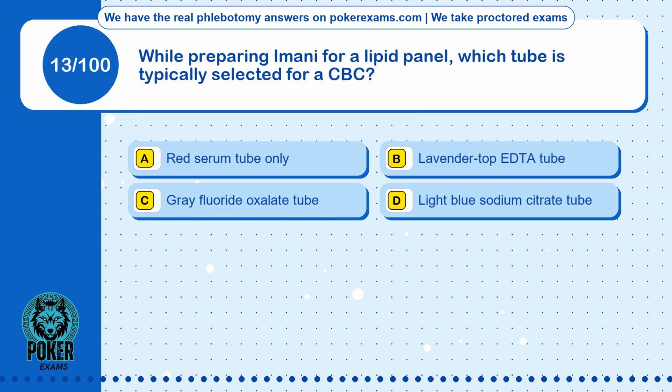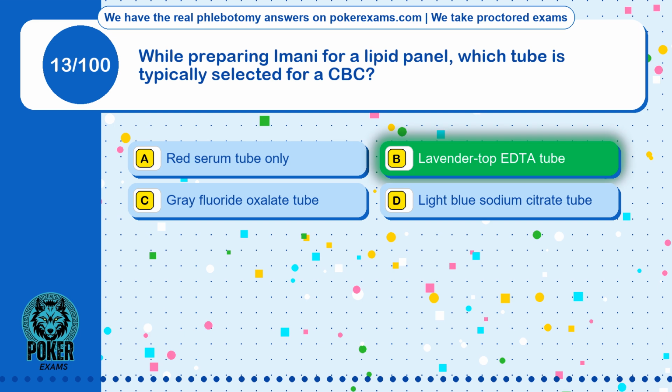Question 13. While preparing Imani for a lipid panel, which tube is typically selected for a CBC? Option A, red serum tube only. Option B, lavender top EDTA tube. Option C, gray fluoride oxalate tube. Option D, light blue sodium citrate tube. The correct answer is option B.